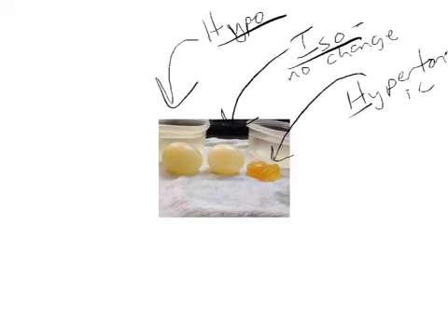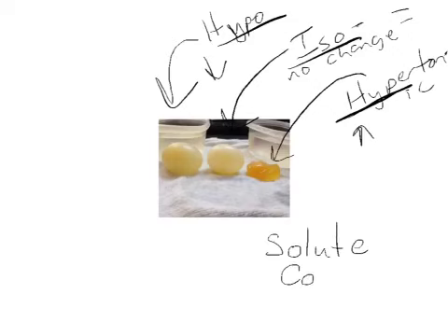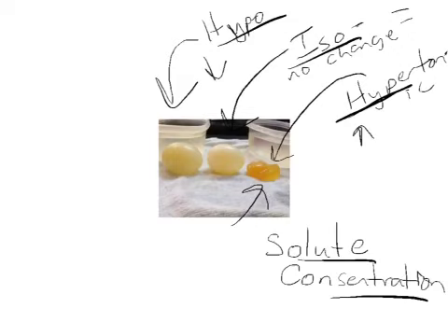Hypo, iso, and hyper. Obviously, hyper means a lot, iso means equal, and hypo means low or less. Less what? Solute concentration. That solute concentration is what's going to be important here. How much solute is dissolved in that water? That's going to be so important. We're trying to find out what happened to that poor little egg here.